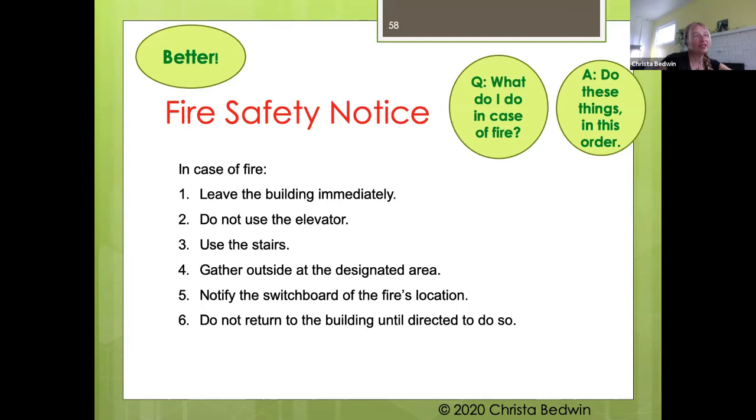Everybody's always saying to kids, don't do this, don't do that. Well, no, you need to say what you want them to do. Okay, so use the stairs. Gather outside, notify the switchboard. So we also have to put it in order. In the original one, they said notify the switchboard before you left the building. First get out of the building. So we have to make it simple and we have to word it positively.